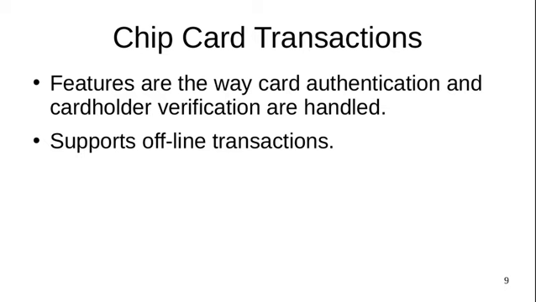Now next is chip card transactions. As we have seen before, the card will contain a processor or a chip inside the card, so they have a lot of features as well. The main features are the way the card authentication and cardholder verification are handled. That is different from memory cards. Memory cards means the cards without processors.